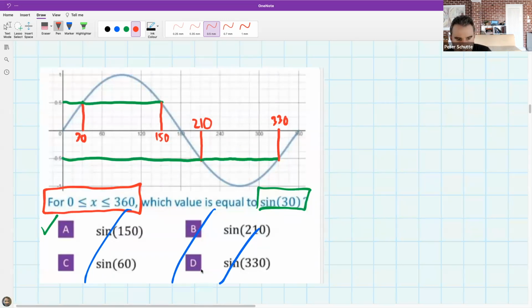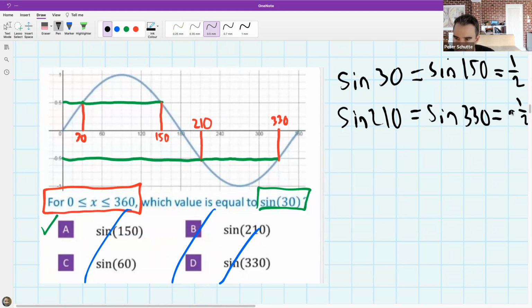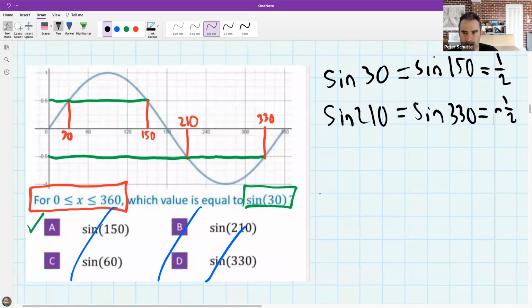And so we would say D is the answer that we were looking for, or it's equal to -1/2 at that point. Now, this is rather interesting. What this is telling me, and you can verify this with your calculator, is that the sine of 30 is equal to the sine of 150, and those are both equal to 1/2. And then the graph also tells me that the sine of 210 is equal to the sine of 330, and they're both equal to -1/2, which is interesting.